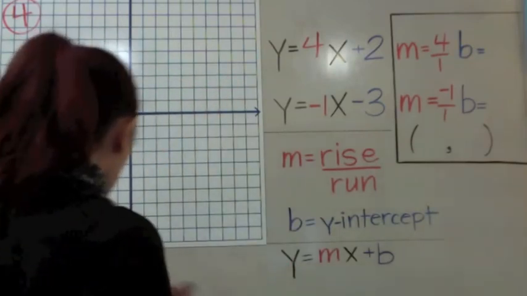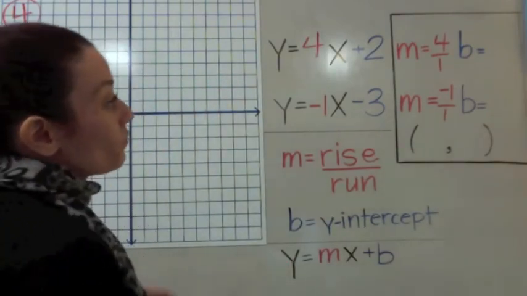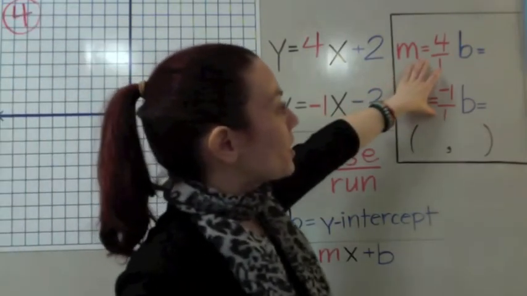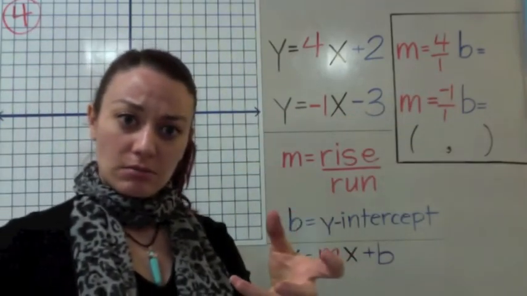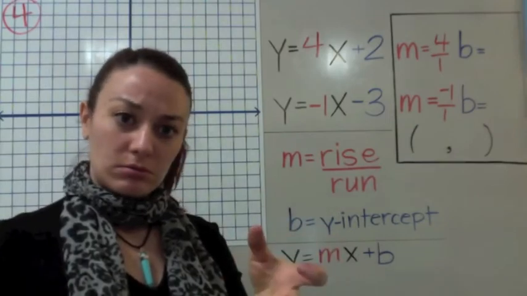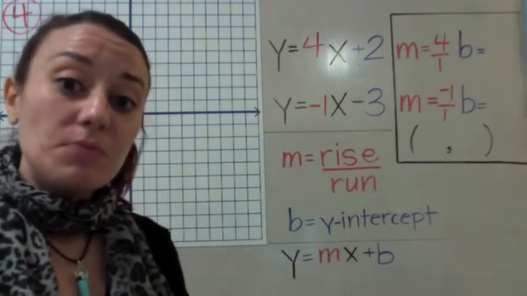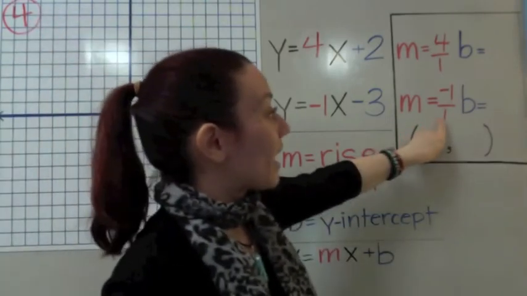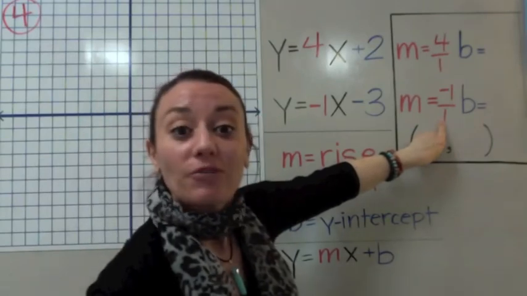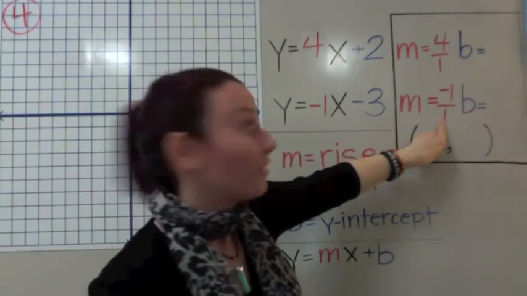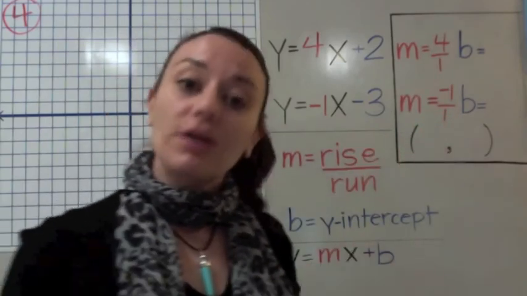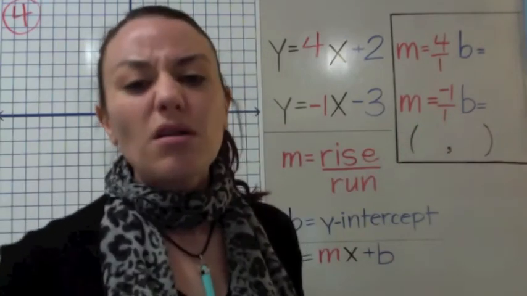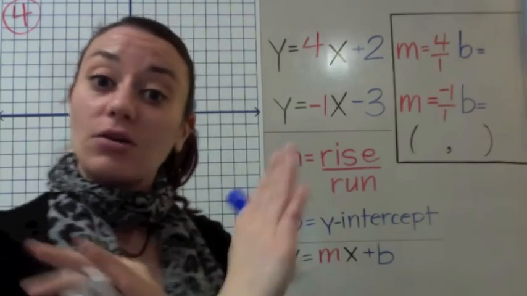All right, and then once we look at the slopes, do you think that these are going to be perpendicular lines? Do they have opposite reciprocal slopes? No. In order for these to be perpendicular lines, what would this number down here have to be? When the top becomes the bottom, that would have to be a 4. So these lines are going to intersect, but they're not going to intersect at a 90-degree angle.